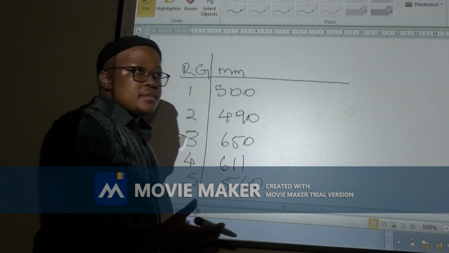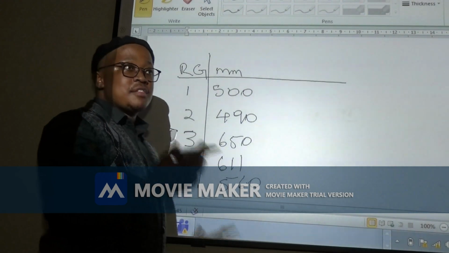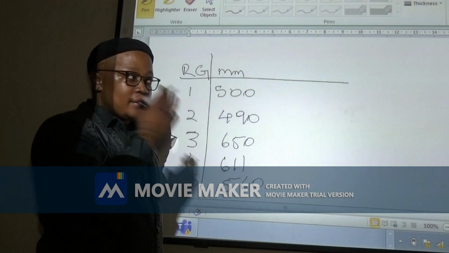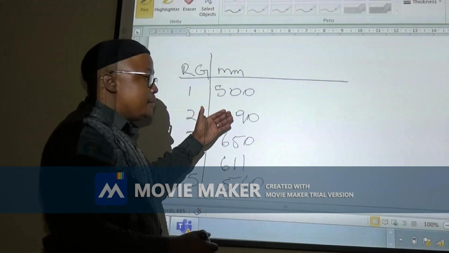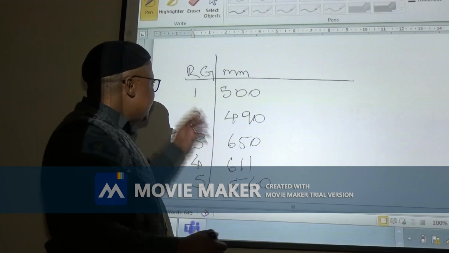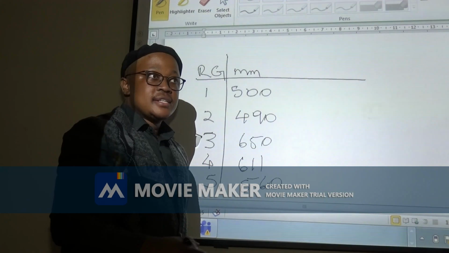Now, there are 2 methods that you are told to use. There's the arithmetic mean and there's the Thiessen Polygon Method. For the arithmetic mean, it simply says you take the values, you add them together, and then you divide it by the number of rain gauges.